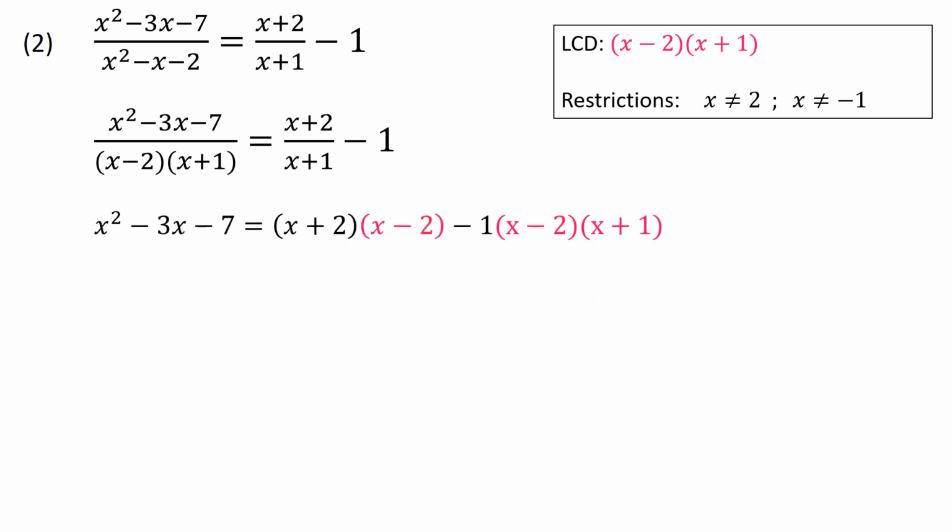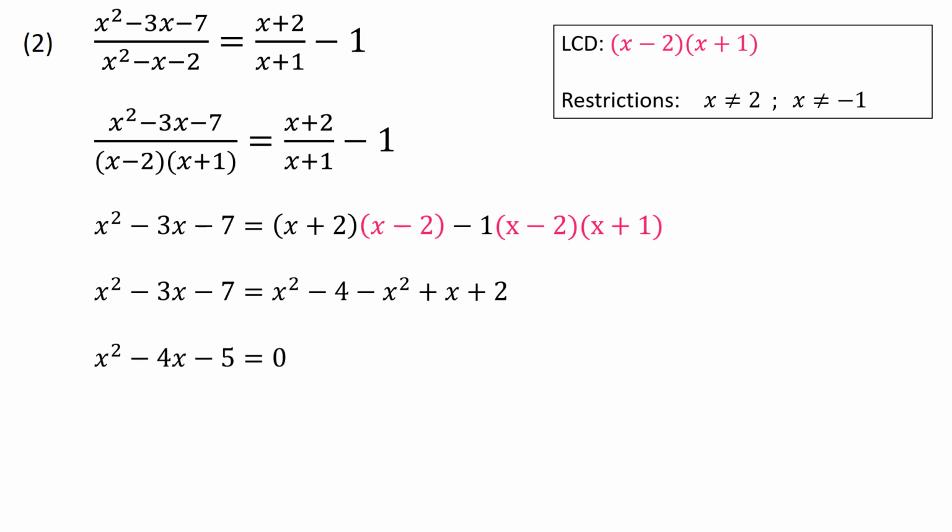From here, x squared minus 3x minus 7 already has both the brackets, so we don't need to add a bracket. But for x plus 2, we need to add the bracket x minus 2. And then for negative 1, we need to add both the brackets, x minus 2 and x plus 1. Simplified, we'll have x squared minus 3x minus 7 is equal to x squared minus 4 minus x squared plus x plus 2. Simplified further, we'll have x squared minus 4x minus 5 is equal to 0.